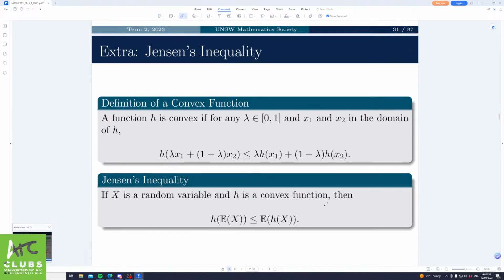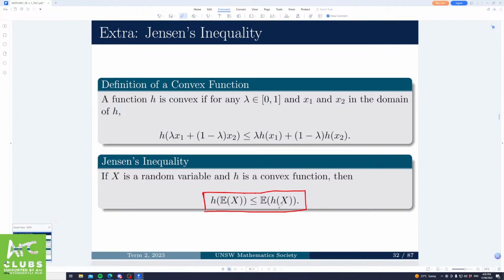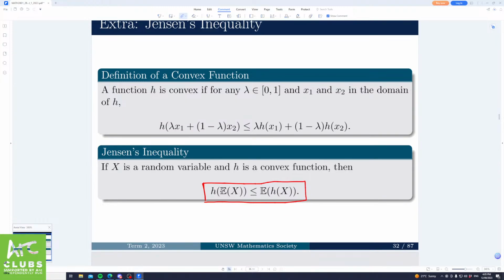Jensen's inequality. This is another one that you should just have memorized. I'm not sure if it applies in 2801, but I think it can be assessed in 2901. You just have to memorize this. I haven't seen any application of this in previous years. Just know that in this inequality, h has to be a convex function.